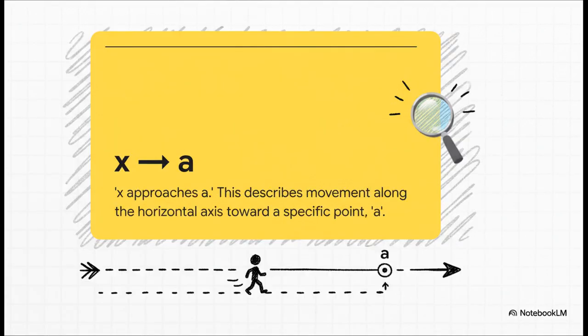Next, we've got this little bit, x with an arrow pointing to a. This is our GPS. It tells us where on the map we need to look. It's describing our movement along the x-axis, the ground beneath our path, as we get closer and closer to some specific location we're just calling a.